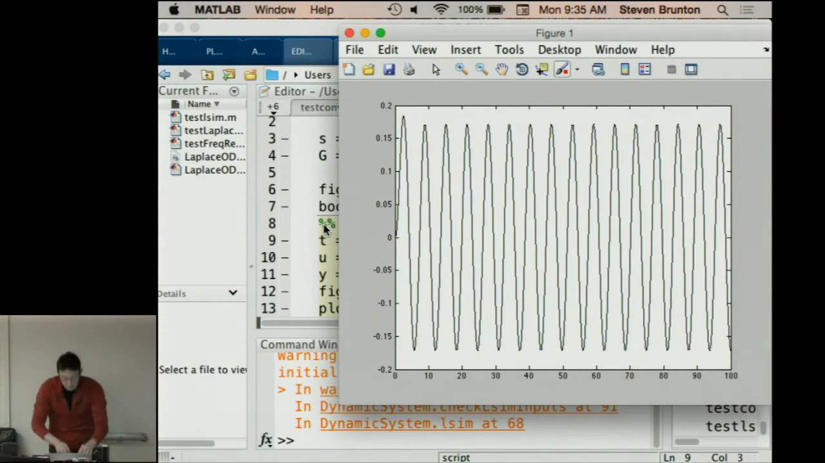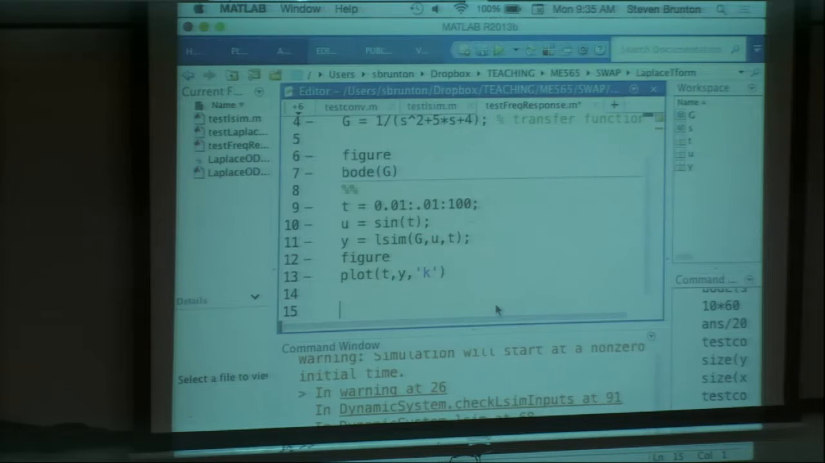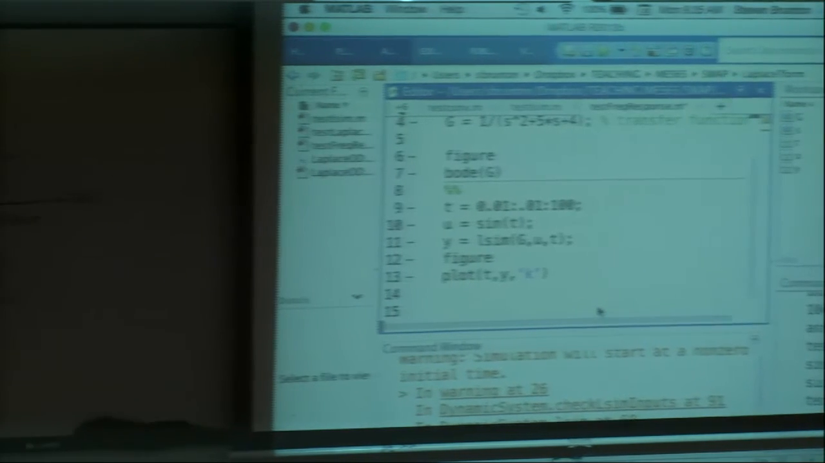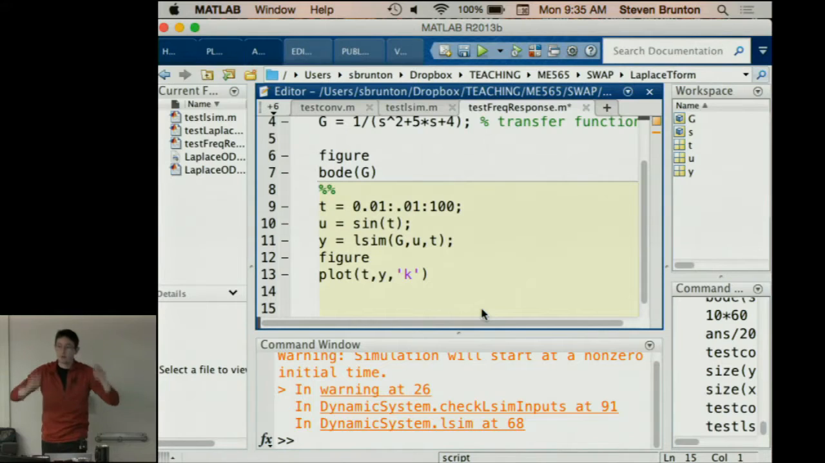And now what I'm going to do is use the information from my Bode plot to see if I can predict what that sine wave is. So I told you that the magnitude and phase of G of i omega is going to be useful. So we're going to see if we can actually reconstruct that using just the transfer function. Okay, so what was my omega? What was my frequency?